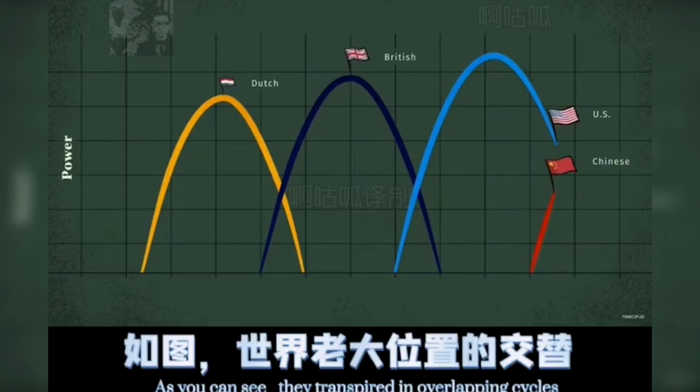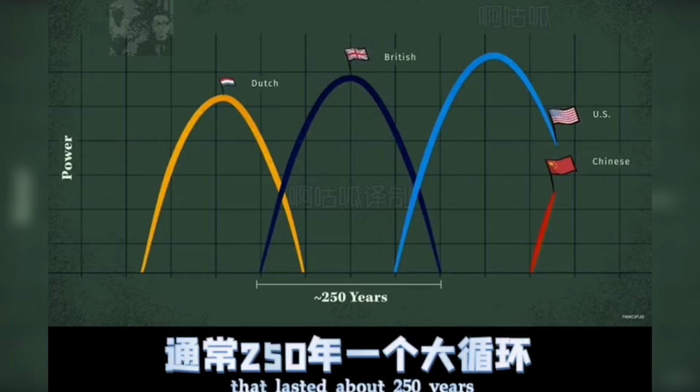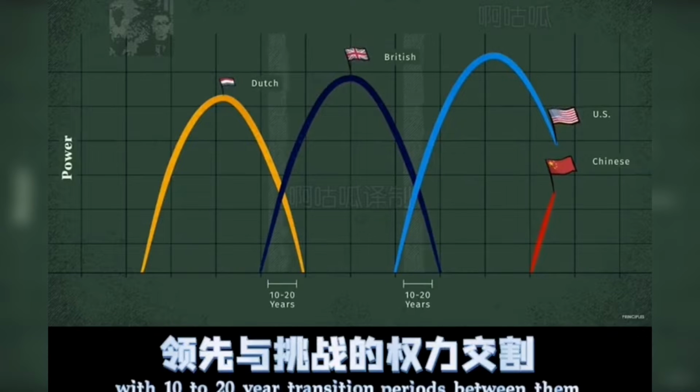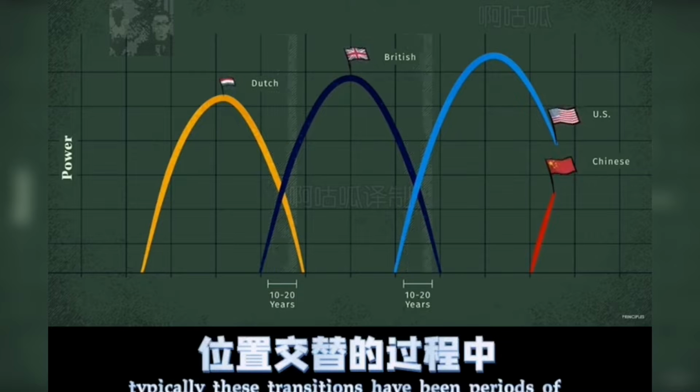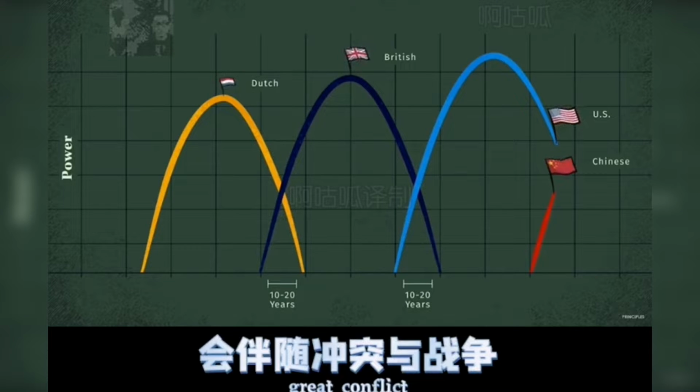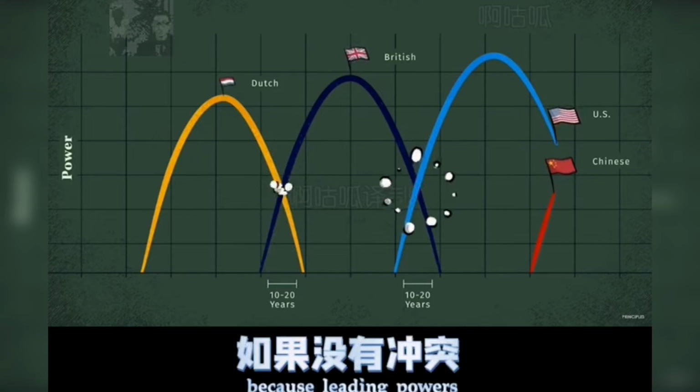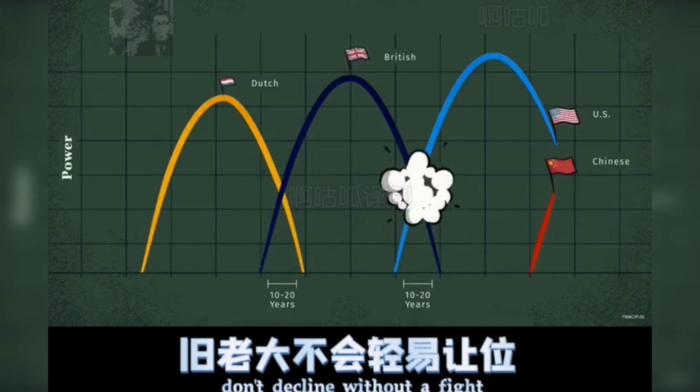As you can see, they transpired in overlapping cycles that lasted about 250 years, with 10 to 20-year transition periods between them. Typically, these transitions have been periods of great conflict because leading powers don't decline without a fight.